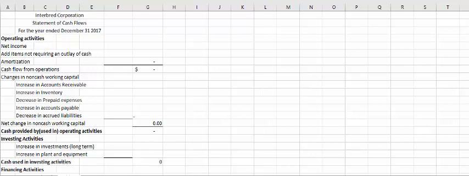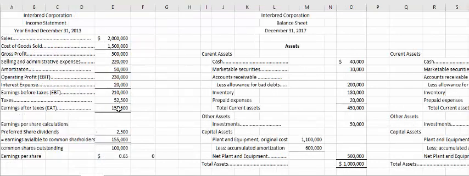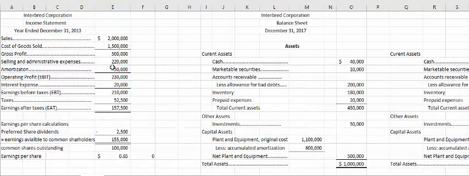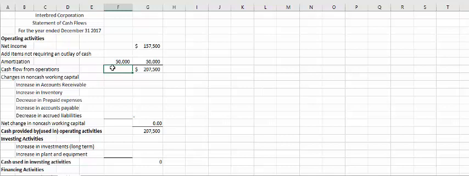So we go to our income statement first, and we get the net income. So our net income, or earnings after taxes, was $157,500. The next thing that we do is we add back in non-cash expenses, and there's one that dominates, and that's amortization. In this case, we do have amortization. So if we go back and we look at our income statement, you'll see that there's $50,000 in amortization. So that gives us $207,500 cash flow from operations.